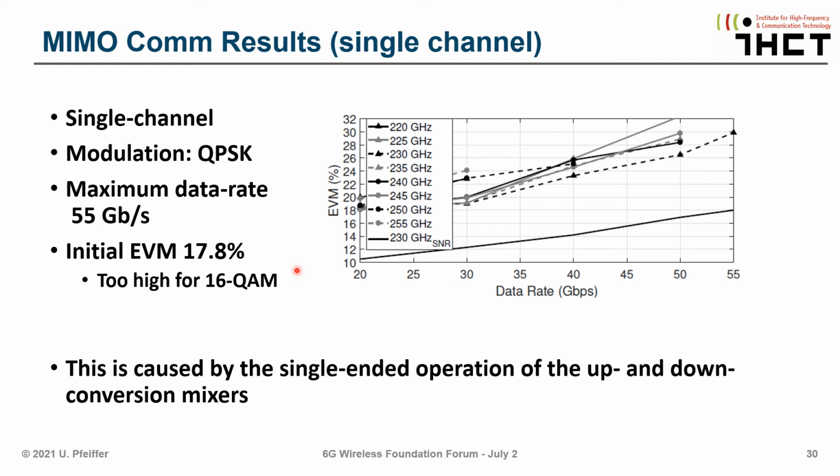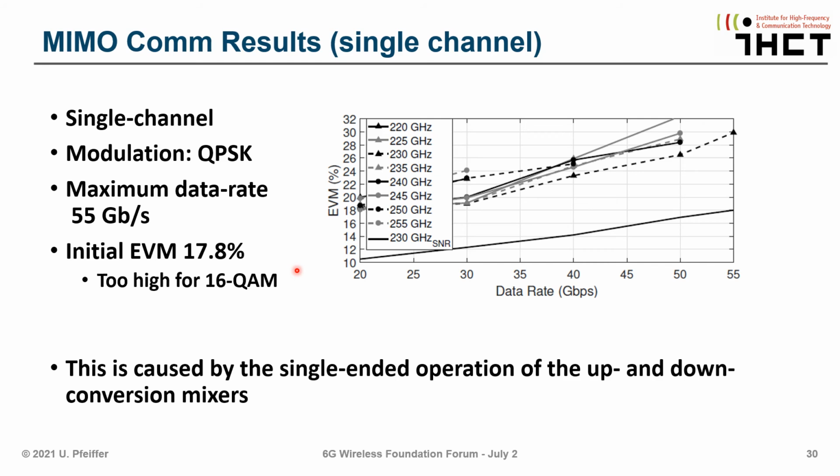First, we were looking here into a single channel, and we were operating it at QPSK and tried to increase the symbol rate basically here. So you see in the chart here, we started out at 20 gigabits per second, and then we increased the symbol rate to reach up to 55 gigabits per second. This was the highest data rate that we were able to get. And you see that the EVM, of course, at that data rate was also pretty high at 30%, but still we were able to operate this link.